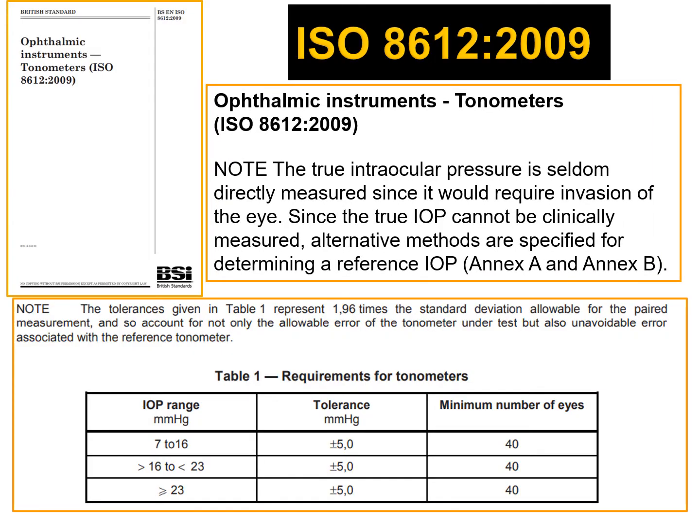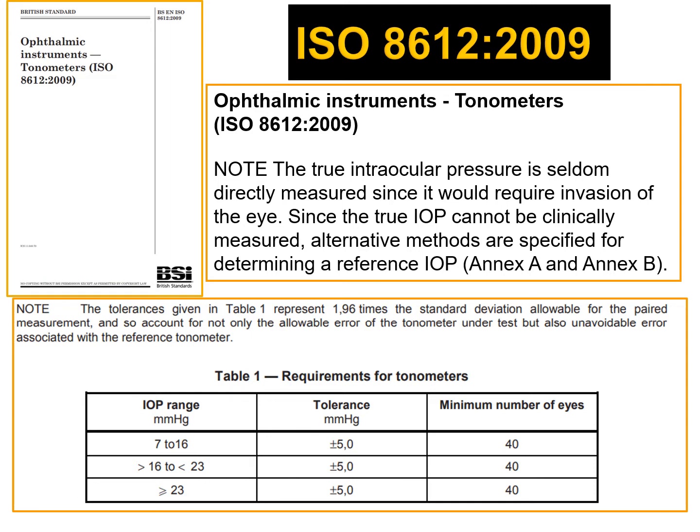And ISO 8612 for tonometers does make this point, actually. Incidentally, the trouble with ISO 8612 is that you've got to buy it. You can't just look it up. And so a lot of researchers don't bother looking it up. They just reference other references. And they say ISO 8612 says you must compare to GAT. And it doesn't actually say that. It says the true intraocular pressure is seldom directly measured since it would require invasion of the eye. Since a true IOP cannot be clinically measured, alternative methods are specified for determining a reference.